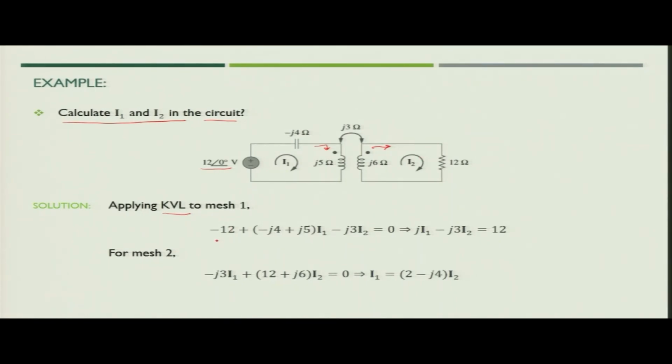So, for mesh 1 you can write minus 12 plus (minus j4 plus j5) into I1 minus j3 into I2 for the mutual voltage. After simplification you get jI1 minus 3jI2 is equal to 12. For mesh 2 you can write minus j3I1 plus (12 plus j6)I2, and if you simplify you get I1 is equal to 2 minus j4 I2.